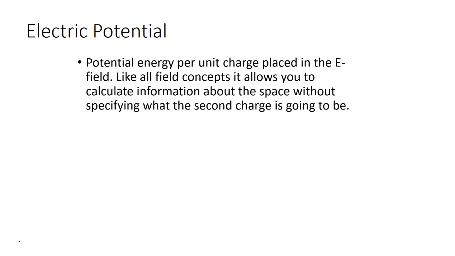The next thing we're going to do is define electric potential. The electric potential is the potential energy per unit charge. So in an electric field, the field described by an intensity and a direction at every point in space, the electric potential is defined as a value at a point in space.